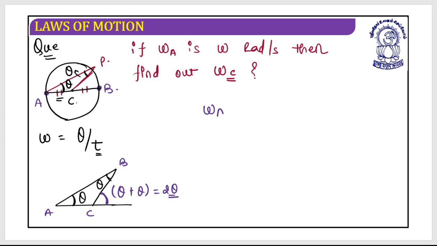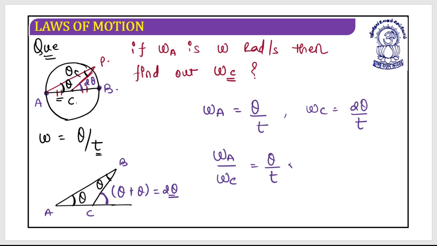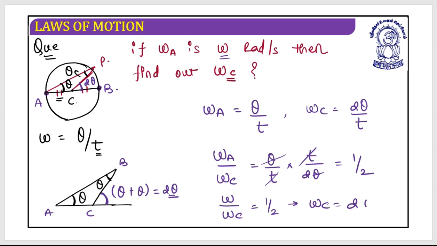So omega at A is equal to theta by t. Omega at C is twice theta by t. So let's take a ratio: omega A is to omega C equals theta by t divided by twice theta by t. This theta has gone, and this is 1:2. If I mention omega A as omega, then omega by omega C is equal to 1:2. So omega C should be equal to twice omega.